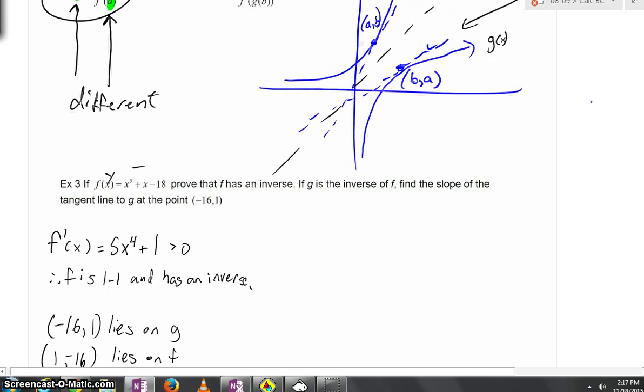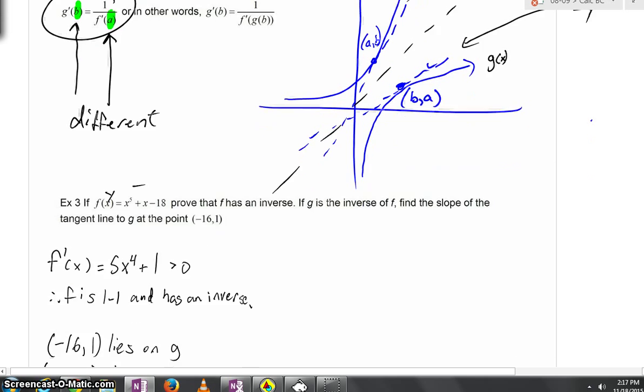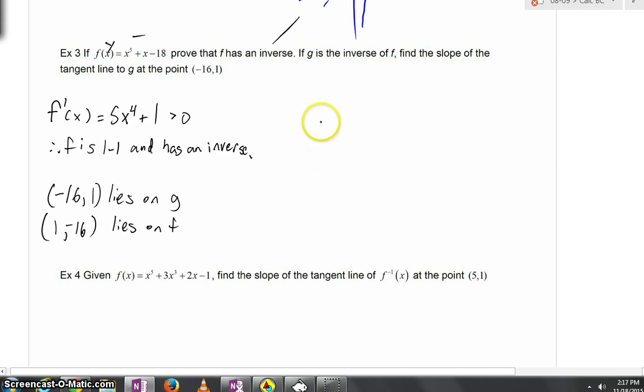I guess what I want to point out, though, is that g prime of b equals 1 over f prime of a. If I were asked to find g prime of -16, you plug -16 into the derivative of g, I could do that most easily by saying 1 over f prime of 1. Very important to know that these x values are different. They are symmetric points. They are points that are reflected over the line y equals x, of course.